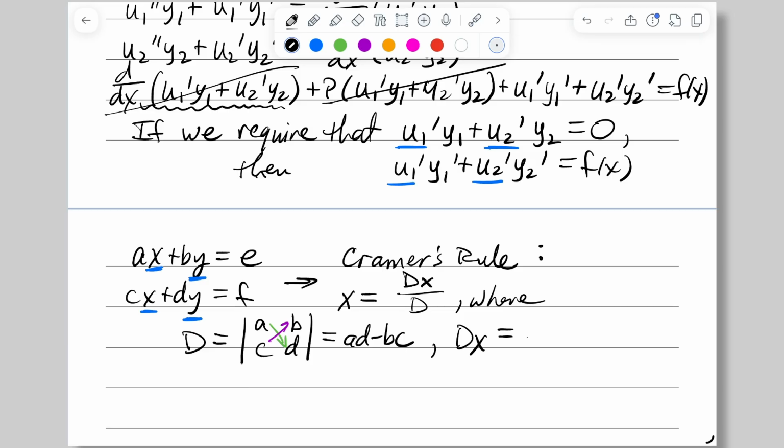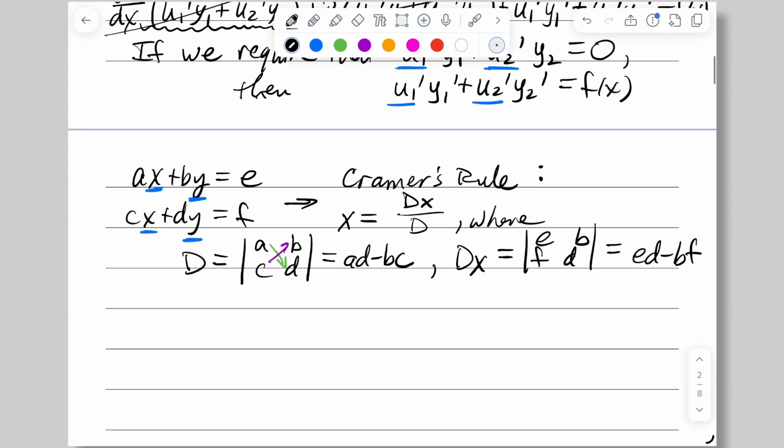dx is also a 2x2 determinant. And it's what happens when we take what we just looked at, A, B, C, D, but replace the first column, those are the coefficients associated with the x variable, with the constants that we have on the right-hand side. And so instead of A, B, C, D, we have E, B, F, D. And it's again computed as ED minus BF.